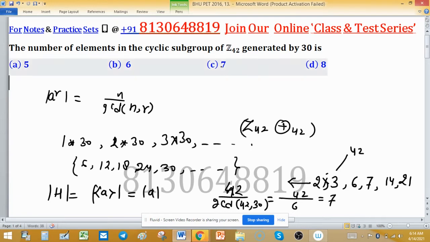So which option is giving 7? Option C is our right choice. So always keep this formula in mind for finding this order in this type of problem, apply this formula directly and find the answer.